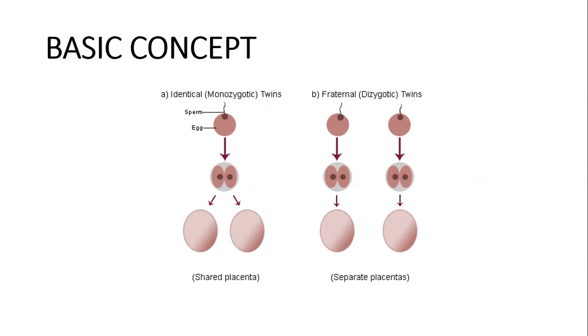When sperm and egg fuse and form an embryo, and that embryo further gets divided into two parts, those two individuals will have the same genetic material, right? So these are monozygotic twins, whereas dizygotic twins means two different eggs are fused with two different sperms. These are also called fraternal twins. Okay, so this is a very basic difference we should know.